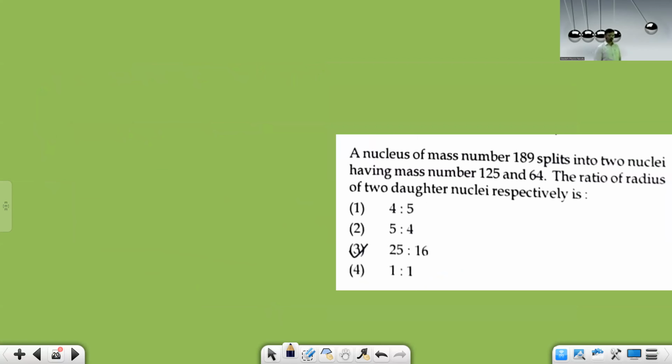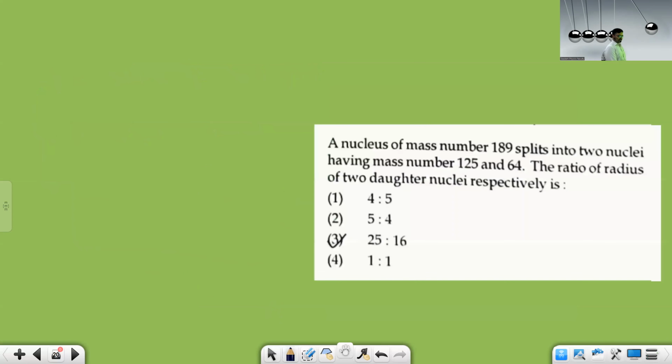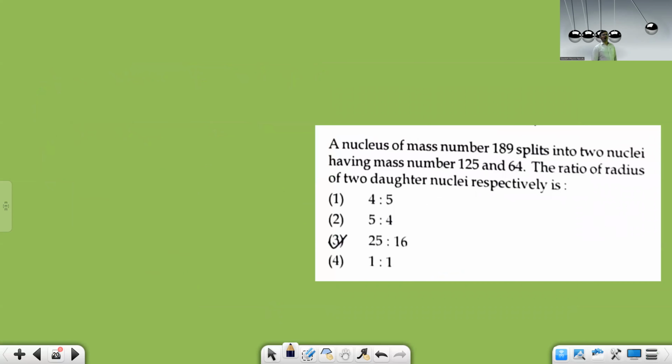Next, I can write here: a nucleus of mass number 189 splits into two nuclei having mass numbers 125 and 64. What is the ratio of the radii of the two daughter nuclei, respectively?